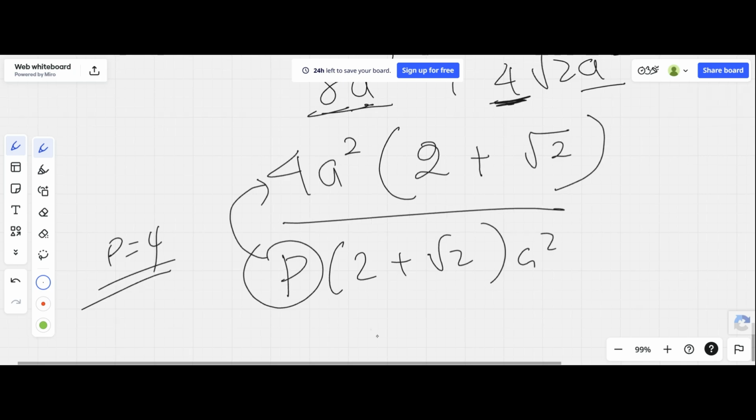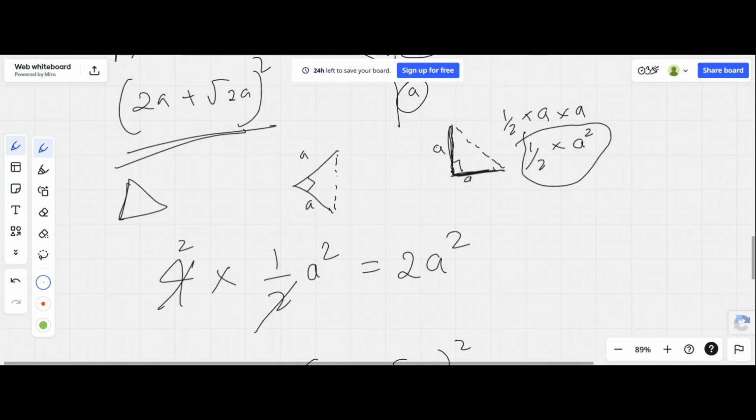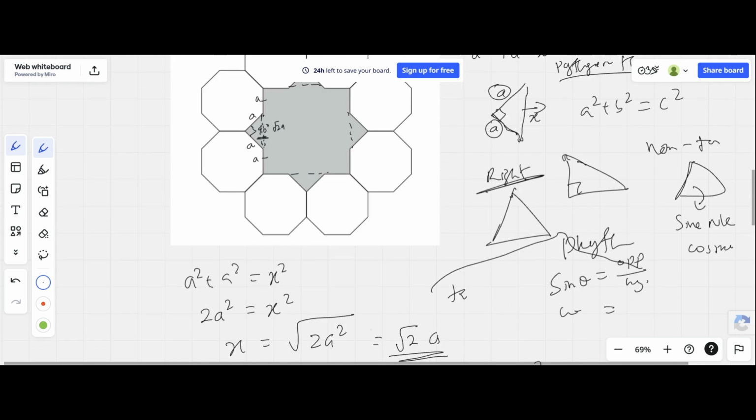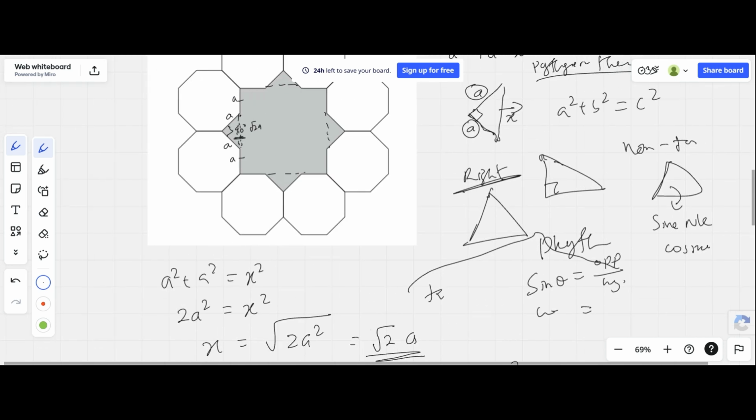That's it. I hope you understood this question. My handwriting might be a little unclear and the way I wrote the answer might be a little messy, but this is how we do the question.